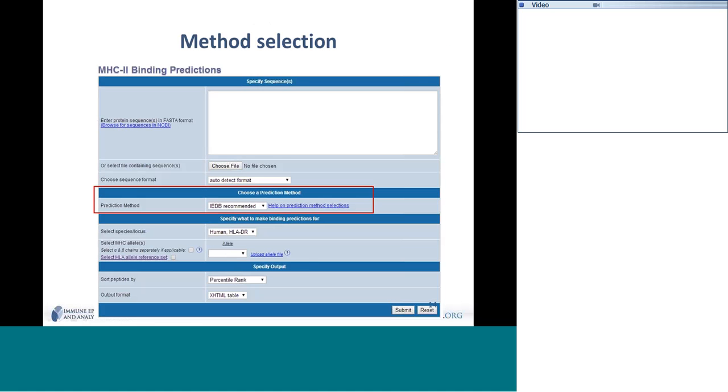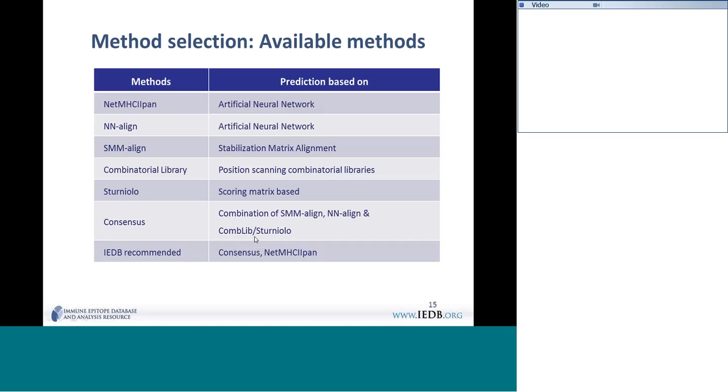So the next one is the method. Once we input the sequence, the next step is to select the method. We have different methods available here. So here's where you select the method. Similar to the class 1 tool, we have different methods available: NetMHCpan and NetMHCIIpan. In case of class 1, we call it NetMHCpan, and here we call it NetMHCIIpan. And we have NN-align; both are based on artificial neural networks. And we have SMM-align, based on a stabilization matrix alignment, and then we have the combinatorial library and Sturniolo.